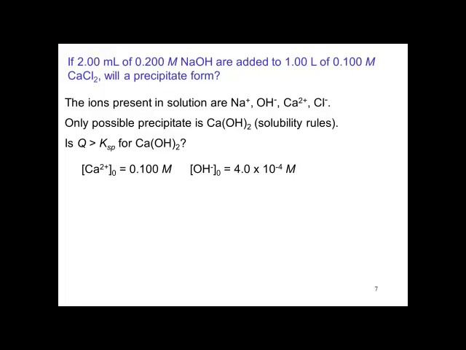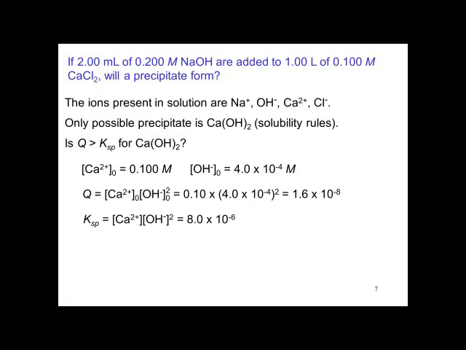So the initial concentration of calcium ion is 0.1 molar. The concentration of hydroxide ion is 4 times 10 to the minus 4 molar. The product of the two is calcium ion concentration 0.1 times hydroxide ion concentration of 4 times 10 to the minus 4 squared, or 1.6 times 10 to the minus 8th. The Ksp for the calcium hydroxide is 8 times 10 to the minus 16. The Q is less than the Ksp, so no precipitate will form.